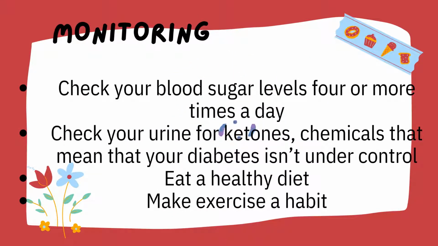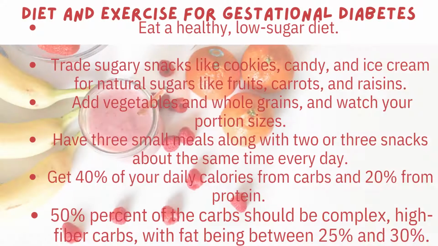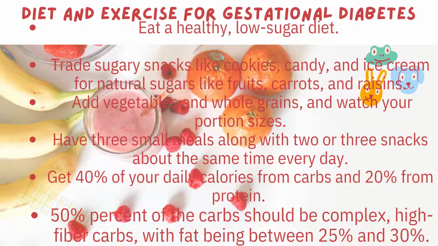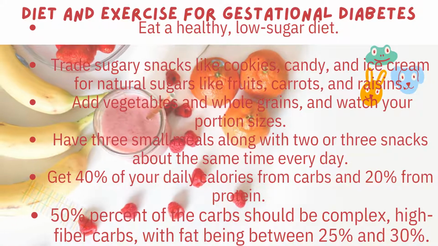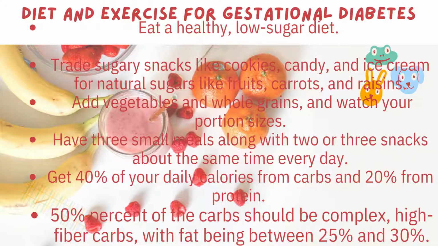Monitoring: if you have gestational diabetes, you need treatment as soon as possible to keep yourself and your baby healthy during your pregnancy and delivery. Your doctor will ask you to check your blood sugar levels, check your urine for ketones, chemicals that mean your diabetes isn't under control, eat a healthy diet, and make exercise a habit. Take these simple steps to stay healthy.